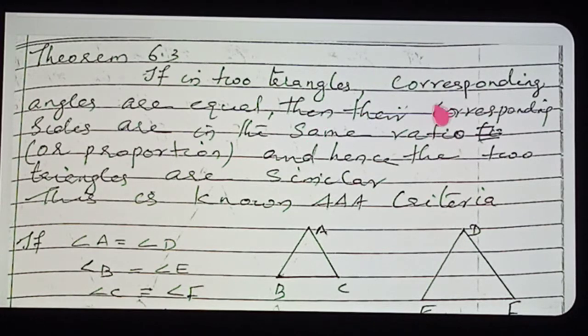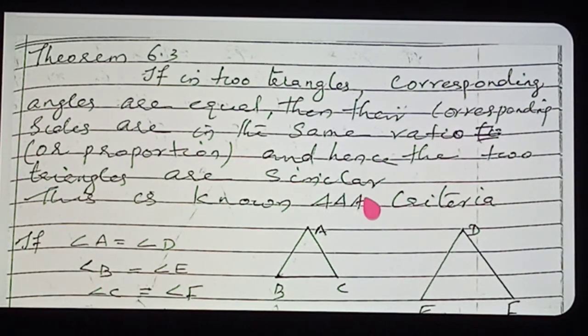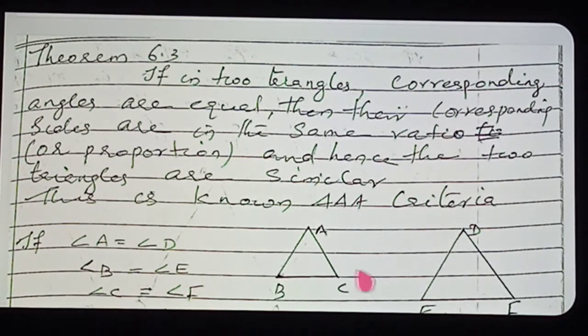If in two triangles corresponding angles are equal, then their corresponding sides are in the same ratio, and hence the two triangles are similar. Corresponding sides being in the same proportion is not necessary to check; automatically it will come. What we want to prove is that all three angles are equal. So this theorem we are calling the AAA criteria.